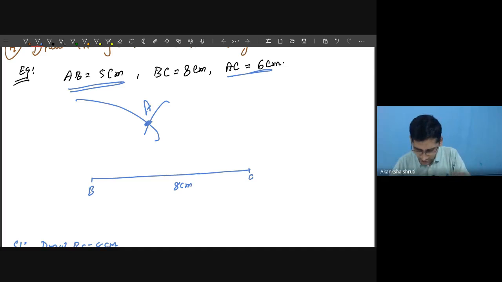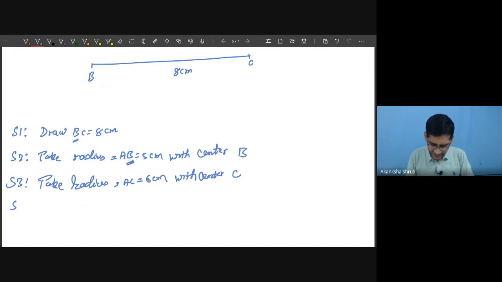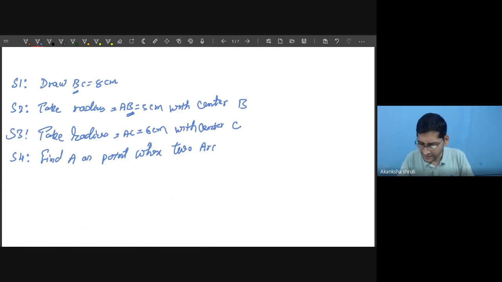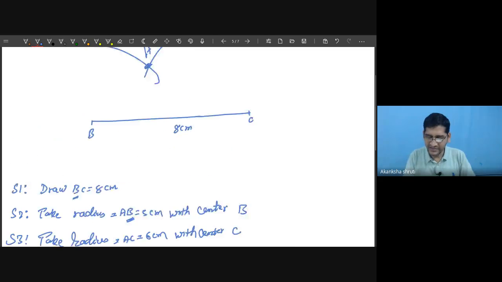Then you have to simply join. So step number 4, find A as the point where two circles or arcs cut as shown in the figure. I am writing for the circle that we have drawn, just a part we have drawn, that's why we are using the term arc.